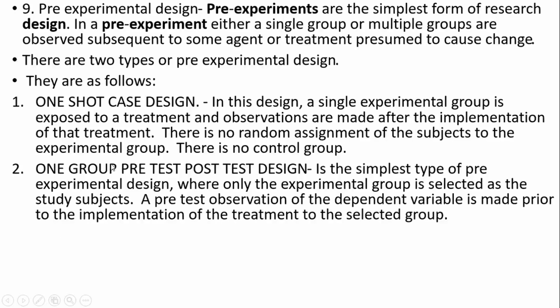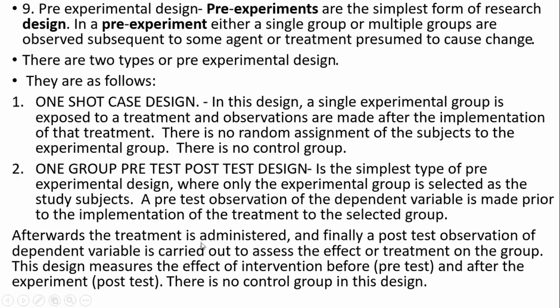Second is the one group pre-test post-test design. It is the simplest type of pre-experimental design where only the experimental group is selected as the study subject. As per the design, an observation of the dependent variable is made prior to the implementation of the treatment on the selected group. Afterwards, the treatment is administered and finally a post-test observation of the dependent variable is carried out to assess the effect of the treatment on the group. This design measures the effect of intervention before, that is the pre-test, and after the experiment, that is the post-test. There is no control group in this design also.